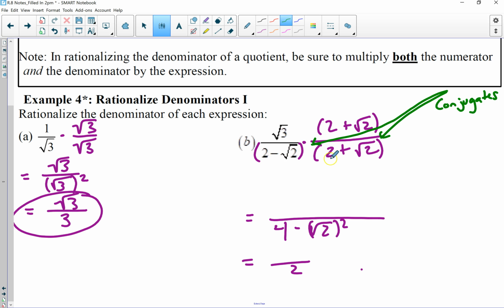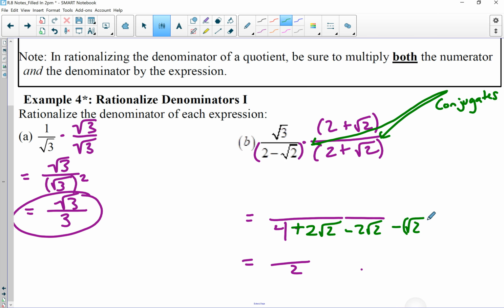And so when I FOIL these terms, I would have 2 times 2, which is 4. I wrote that down already. The outer set of terms would be just 2 times the square root of 2, and it would be positive on the outer terms. For the inner set of terms, I have a negative 2 root 2. And on the last set of numbers, I would have a negative root 2 squared.